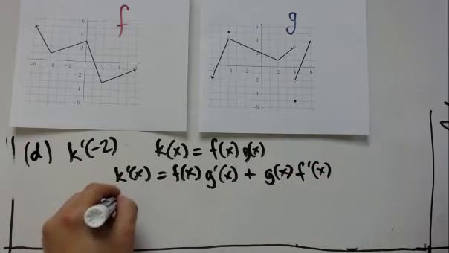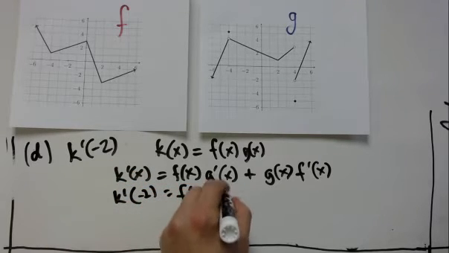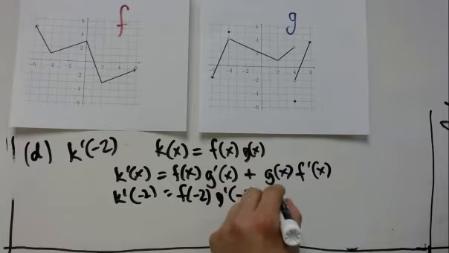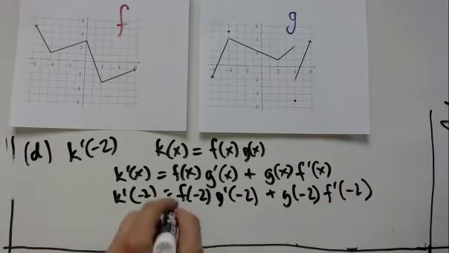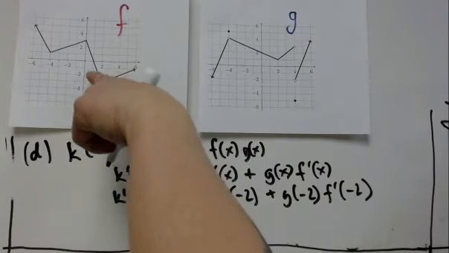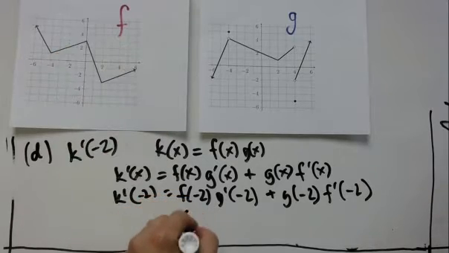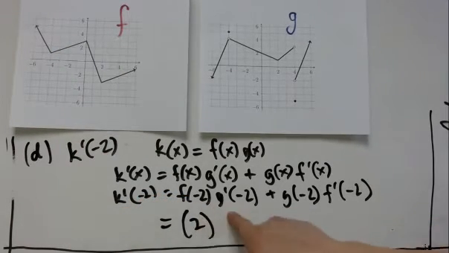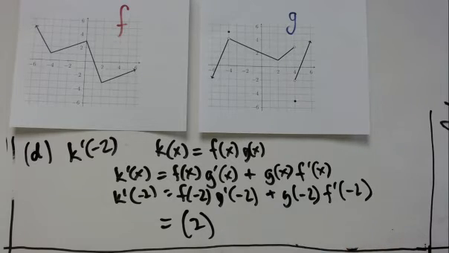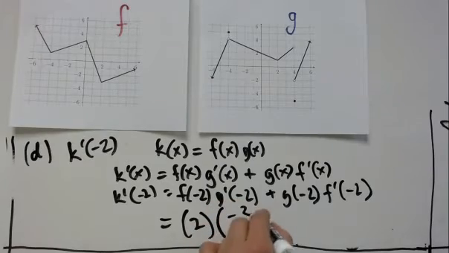So then k prime of -2 is f of -2 times g prime of -2 plus g of -2 times f prime of -2. So f of -2, we go over here. The actual y value looks to be a +2. G prime, so here we had an algebra question. Here we have a calculus question. G prime of -2, go over here. Oh yeah, that was the slope we just computed as -3/6.